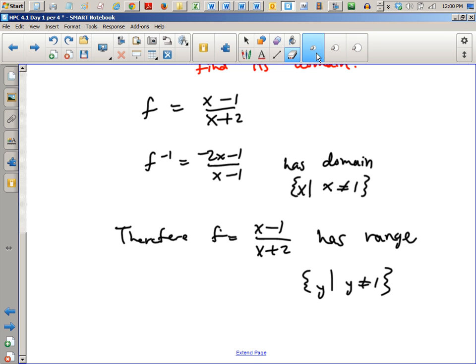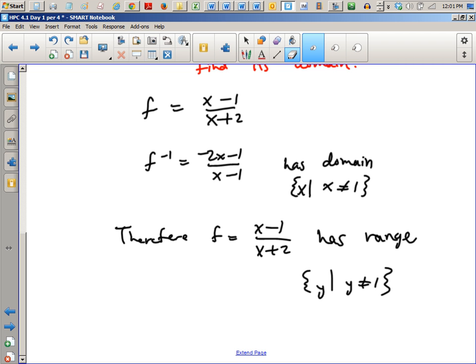It feels like cheating a little bit. I don't feel like we really learned how to find range. I feel like we learned how to find domains, the domain of an inverse. But that is range. So what an awesome trick to find range now.